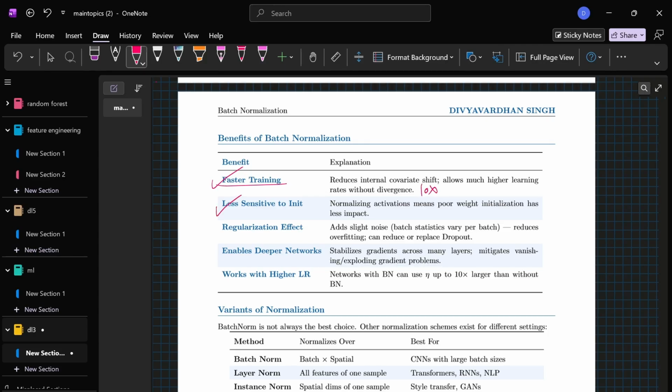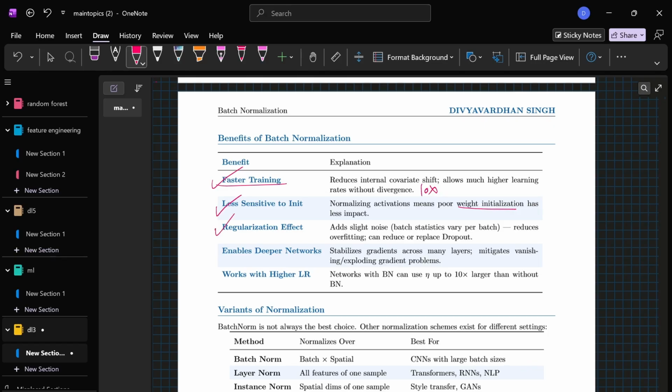Second, it is less sensitive to weight initialization. Before batch normalization, if you initialized your weights badly, your network might never recover. But batch normalization normalizes activations at every layer, so bad initialization has a much smaller impact. It's like a safety net.